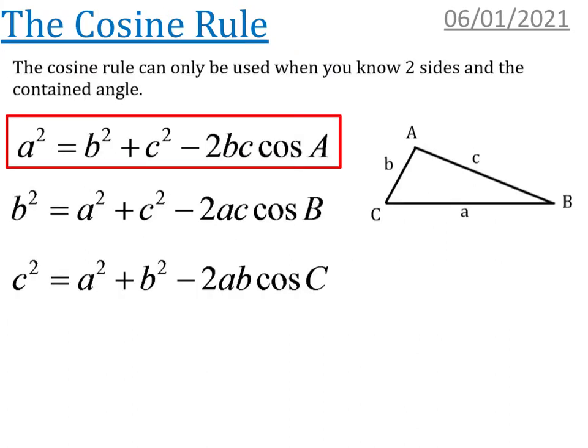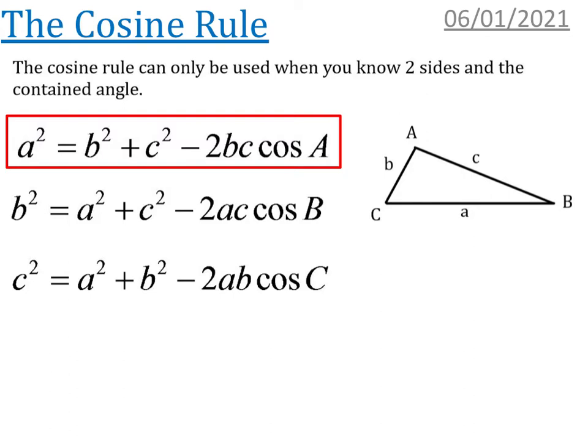So the cosine rule can only be used when you know two sides and the contained angle. So two sides and the angle between them. For instance, if I knew side b and side a, I could only use the cosine rule to find side c if I had the angle that was between the two sides that I know. So I would need to have b and a and angle C.